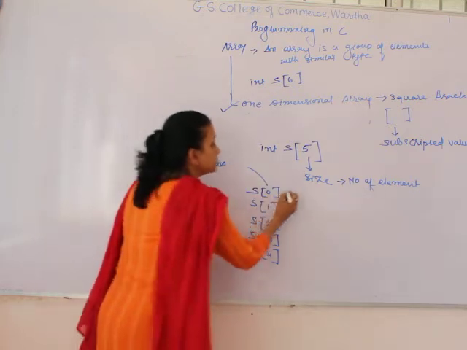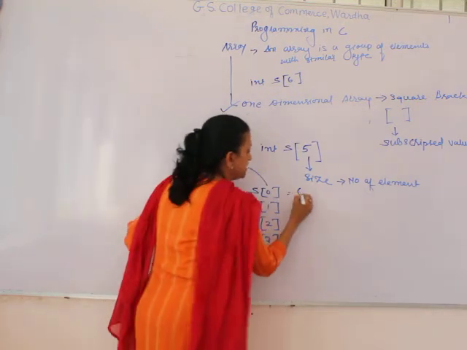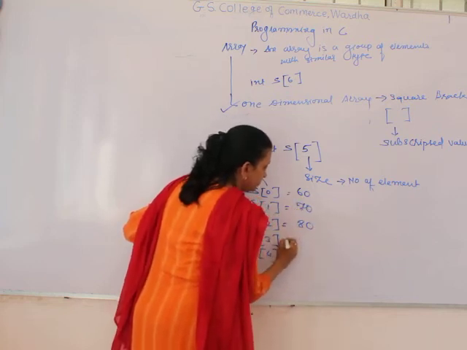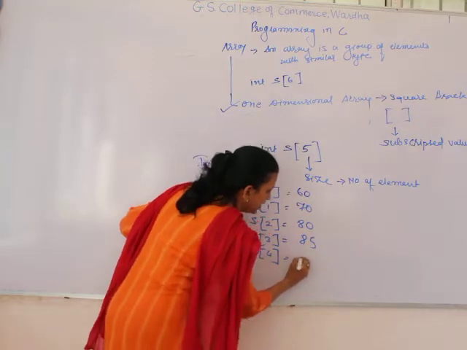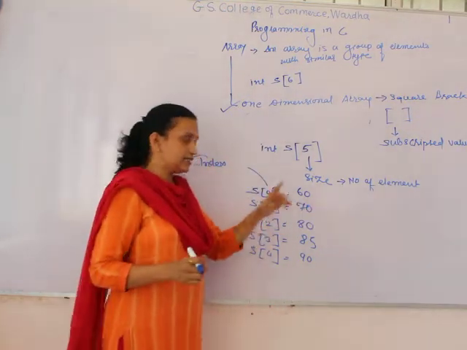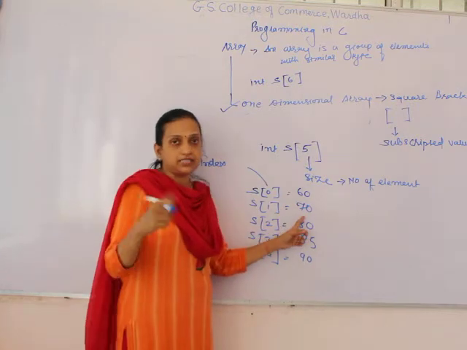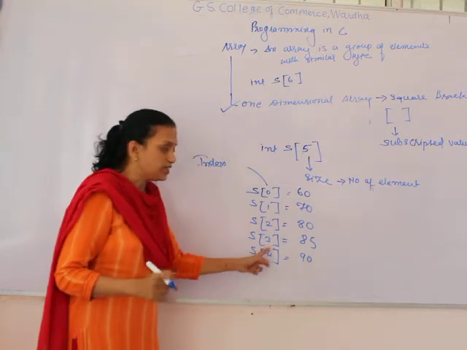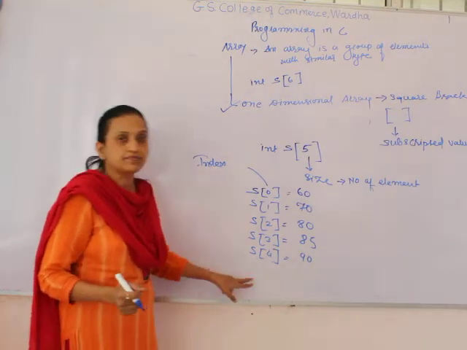So the first value, suppose you got 60 in the first, 70, 80, 85 and 90. You got 60 in subject 1, 70 in subject 2, 80 in subject 3, 85 in subject 4, and 90 in subject 5.